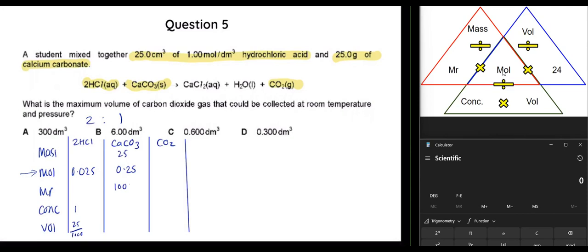So let's have a look. 0.025 moles of that, divide by 2, gives us 0.0125 moles of carbon dioxide. And now we've got our 0.0125 moles of carbon dioxide. We times that by 24, and that will give us 0.3 as the volume of carbon dioxide. So the answer must be D.